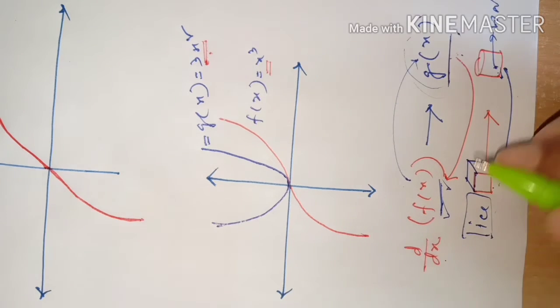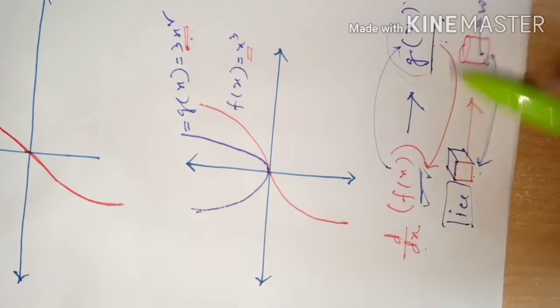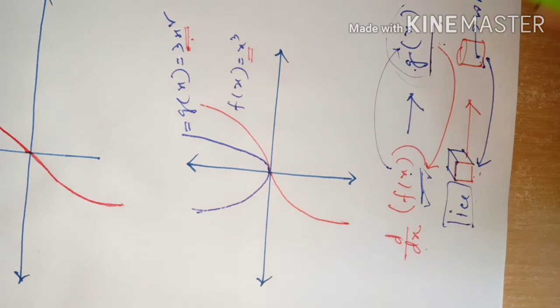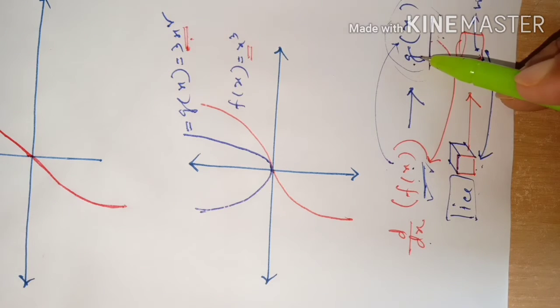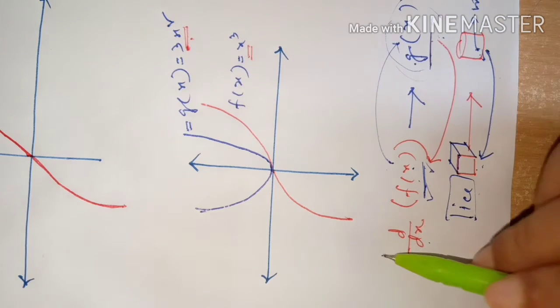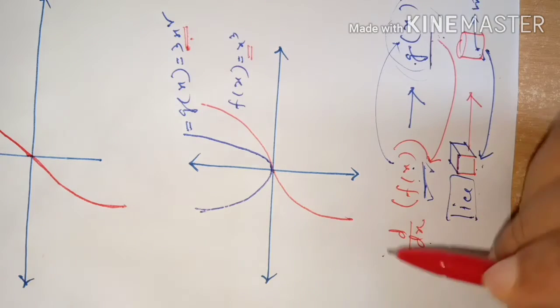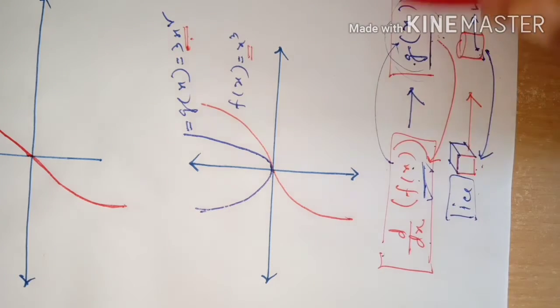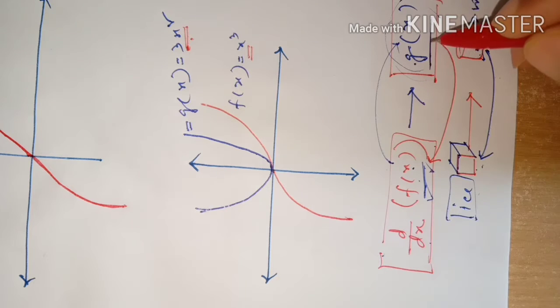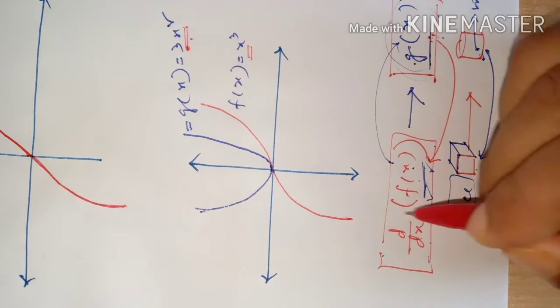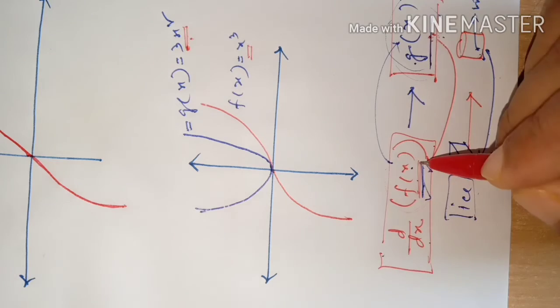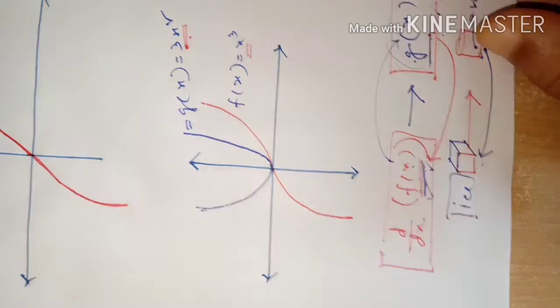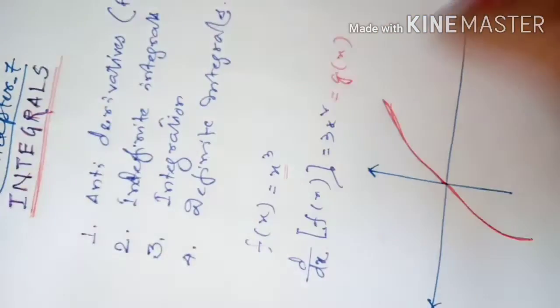But I am not saying that f of x is equal to g of x. Rather, d by dx of f of x is equal to g of x. That means if g of x is known to us, and there is a procedure to find the original function, then that procedure is called integration.